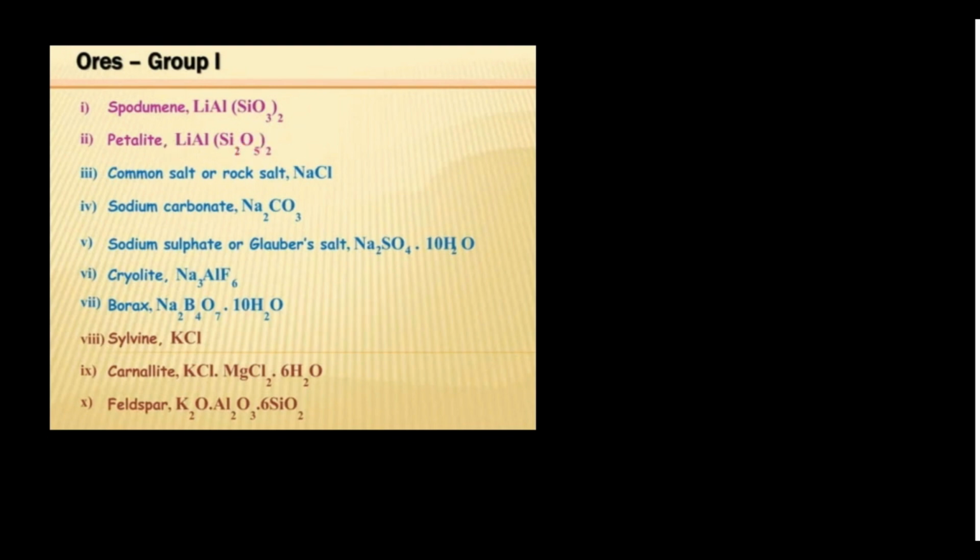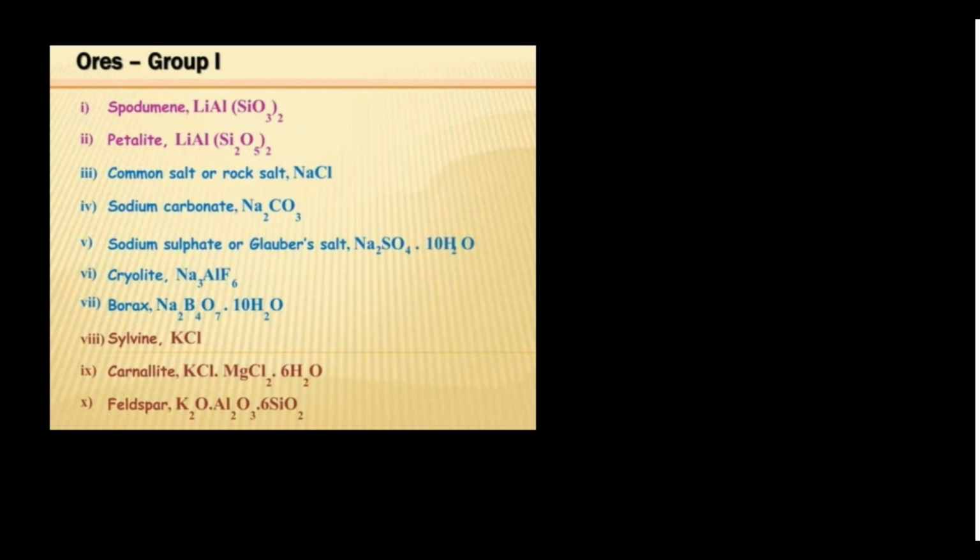If you go for the source of sodium, then the common salt or rock salt, NaCl, the table salt which you commonly use in your house, is the main source of sodium. Then sodium carbonate, Na2CO3, again a very important one. Then sodium sulfate, Na2SO4. When it has 10 moles of water of crystallization, it is known as Glauber's salt. This is again a very important question for your examination: what is the formula of Glauber's salt? The formula of Glauber's salt is Na2SO4 with 10 water of crystallization.